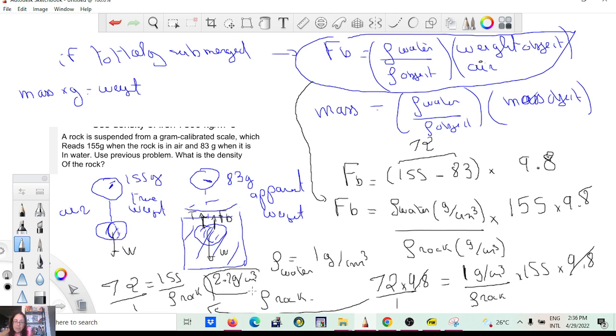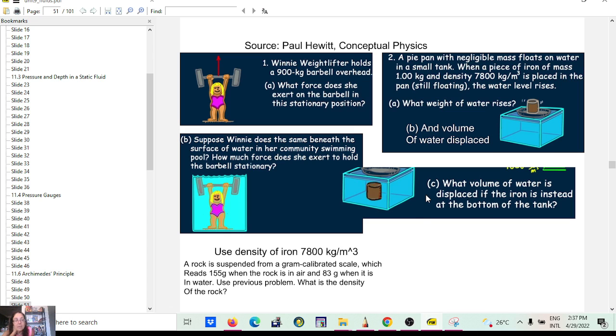And then you take your, if you are in geology, you have a special table and you see what 2 grams per cubic centimeter is. Don't know what it is, it could be feldspar, it could be something else, granite. Okay, so that's a very cool application. Okay, so let's do number 2.